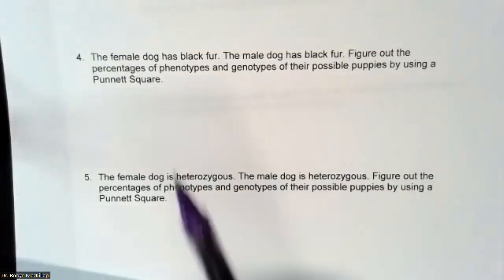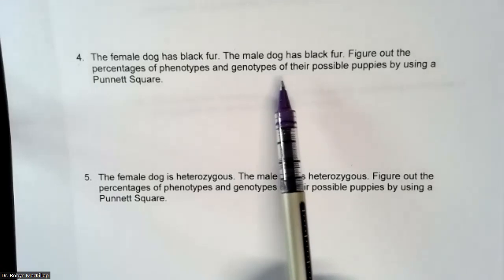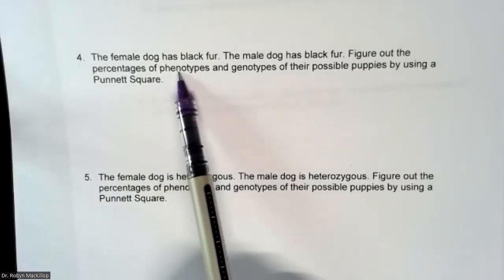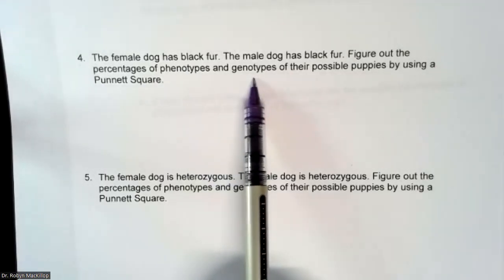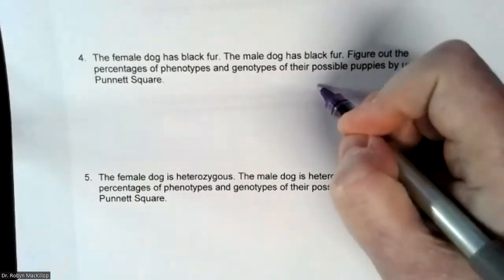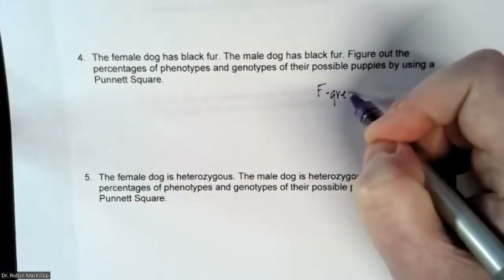Okay, so here, the female dog has black fur, and the male dog has black fur. Figure out the percentages of phenotype, which is the color of the dog, the physical trait, and the genotypes, which is whether or not they are big F or little f. And remember, big F was gray and little f was black.